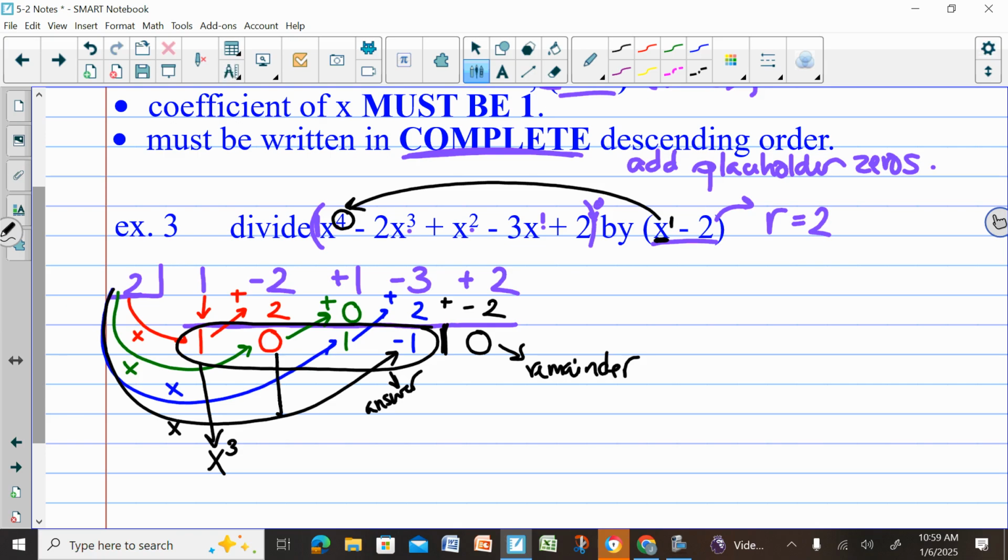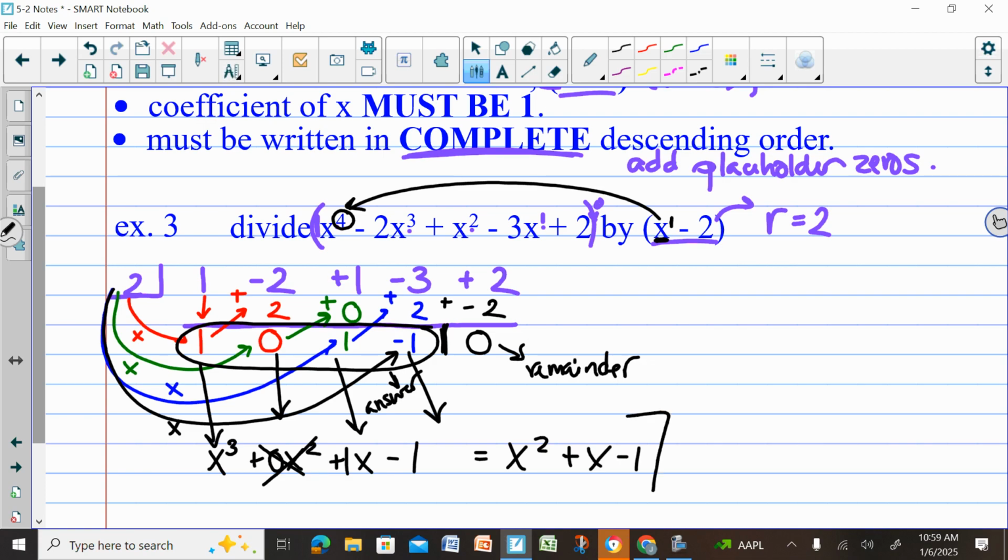So this 0 then relates to plus 0x squared. And this 1 is plus 1x. And this -1 is just the -1 constant. Now, when I read off that answer, I probably would not say the zero term. So I would read that off as x squared plus x minus 1. That is our answer when you divide that polynomial by x minus 2.